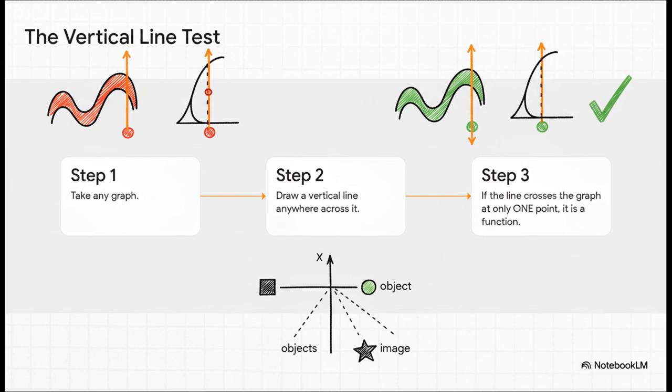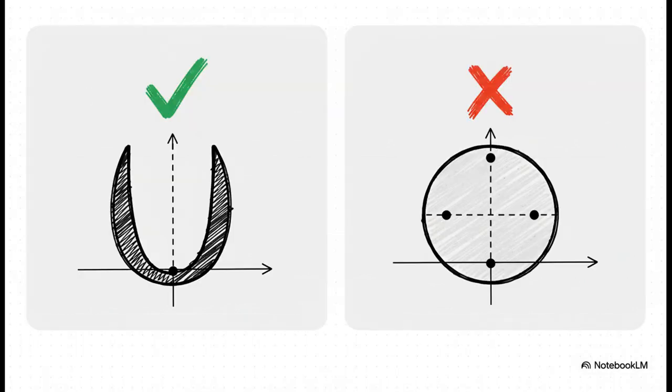See, a vertical line represents a single x value, our object. So if you can draw a vertical line that hits the graph in more than one spot, it means that one input has multiple outputs. And as we just learned, that's a deal breaker. That's not a function. And you can see it perfectly right here.